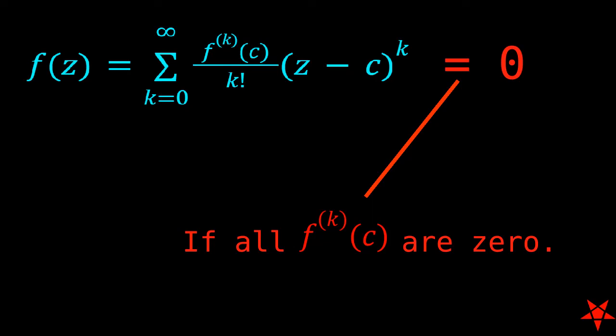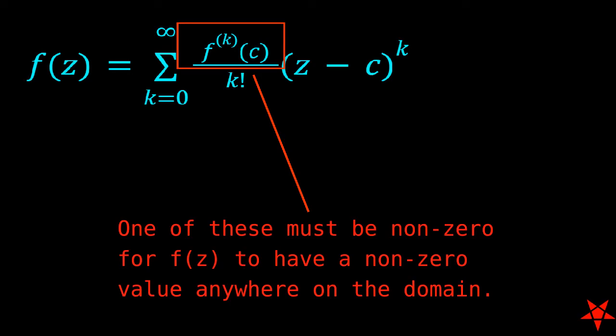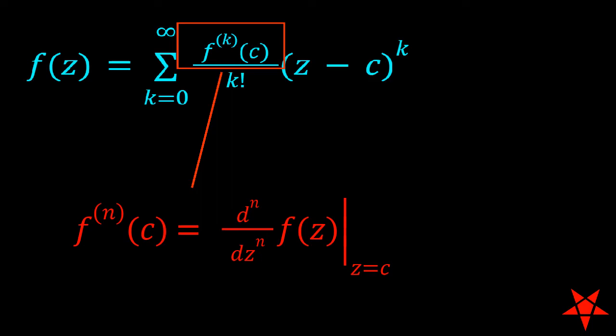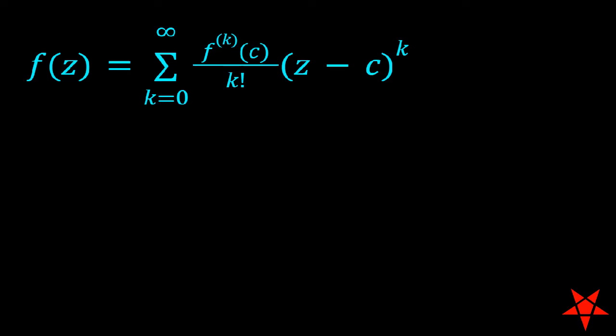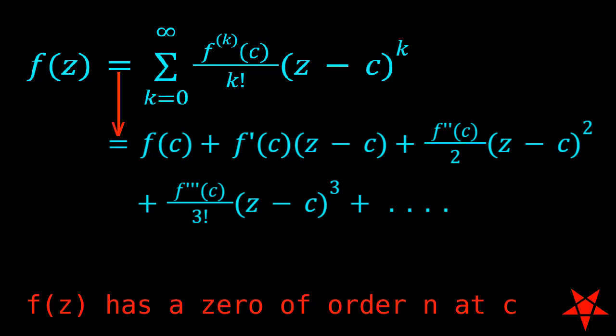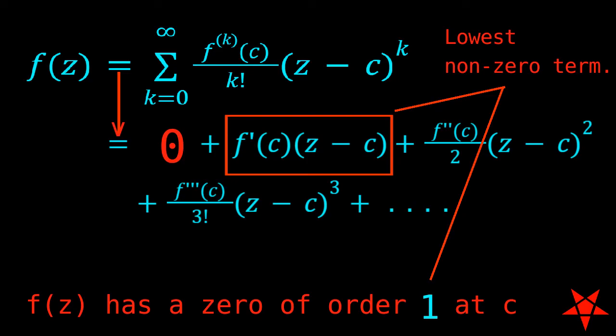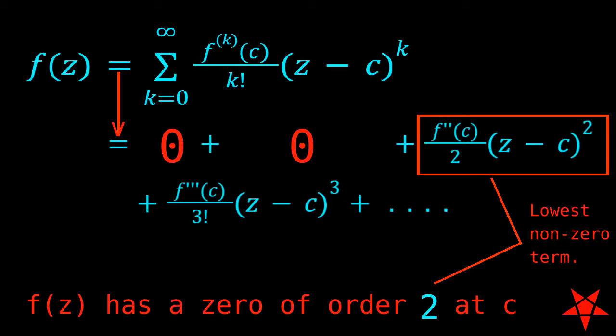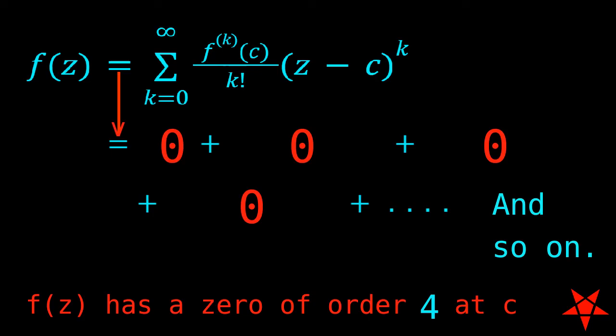Otherwise, at least one of these coefficients is non-zero, where each coefficient corresponds to the nth derivative of the function f evaluated at z, and only one of these coefficients can have the smallest value of n in the Taylor series. In the case where the smallest non-zero coefficient corresponds to an n value of 1 or higher, we say that the function f of z has a zero of order n at z. Just to be clear, in the case of an analytic function with an nth order zero, all of the coefficients in the corresponding Taylor series with lower order derivatives will be zero, including the constant f of z.